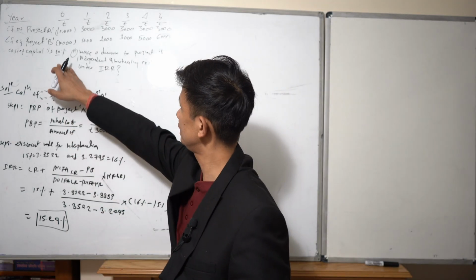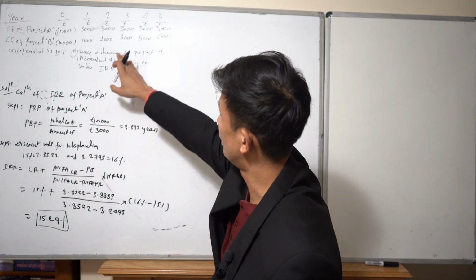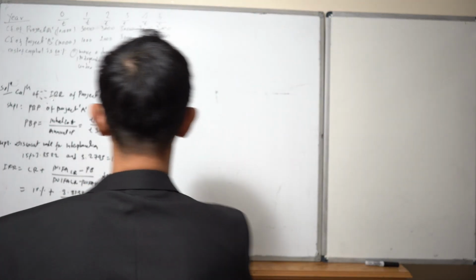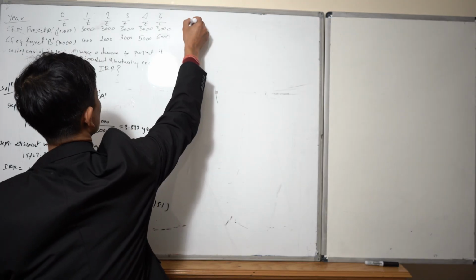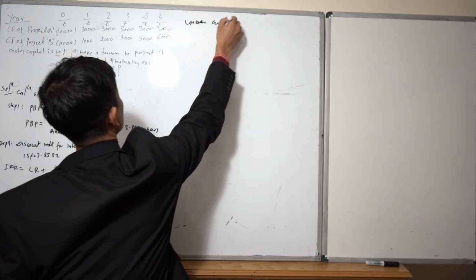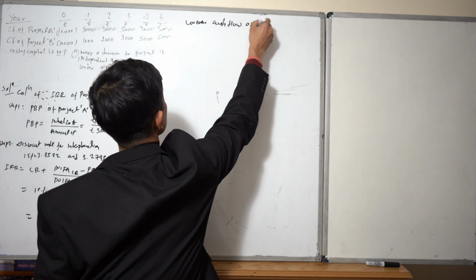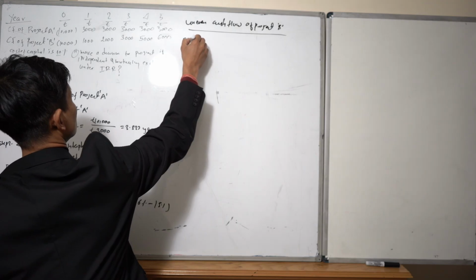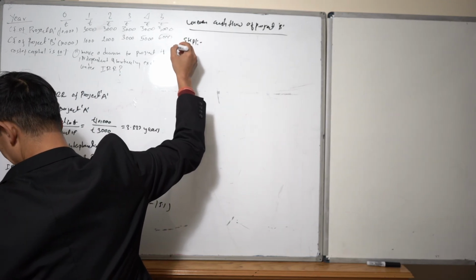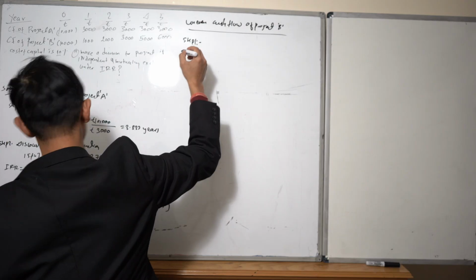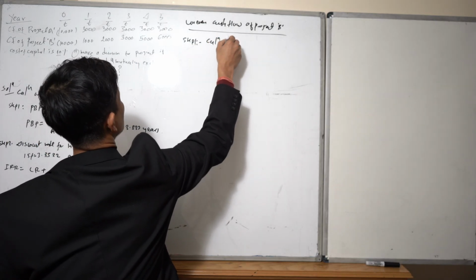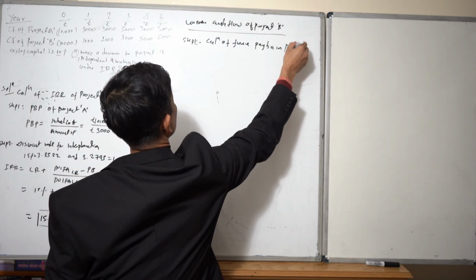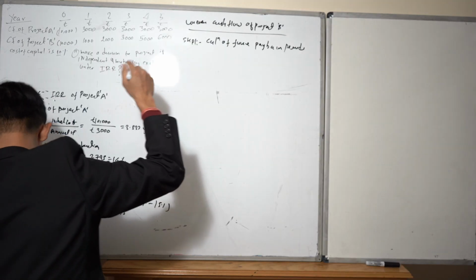Now for project B, as we know, the cash flow is different: 1,000 in year 1, 2,000 in year 2, and so on. So in this case, this is an uneven cash flow project. Now let's follow these steps. Step 1, calculation of the fake payback period, that is the fake annuity.